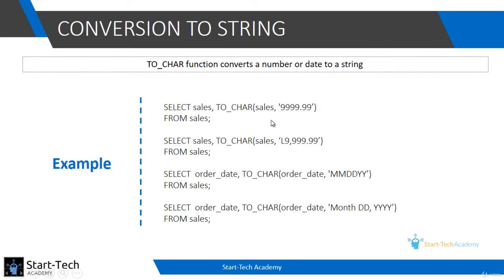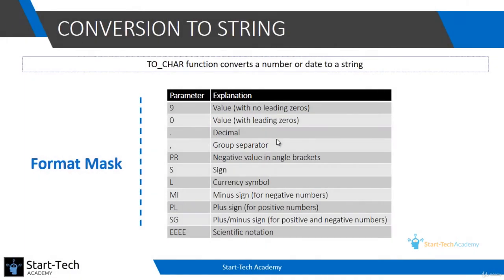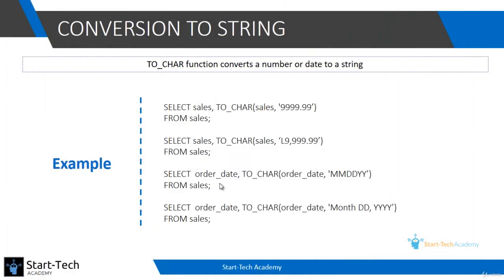If you want a currency symbol also, you can see L can be used as a currency symbol. So if you mention L in front of this, it will automatically put a currency symbol. By default, the currency symbol will be dollar. If you want to put any other symbol, you just replace this L with that particular symbol in your string, and you will get that symbol.